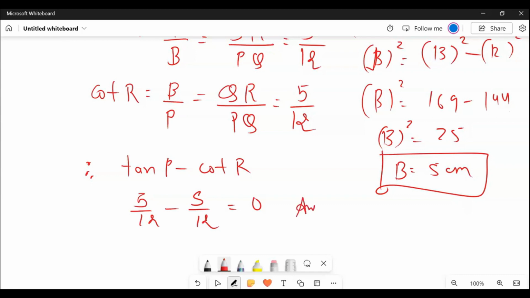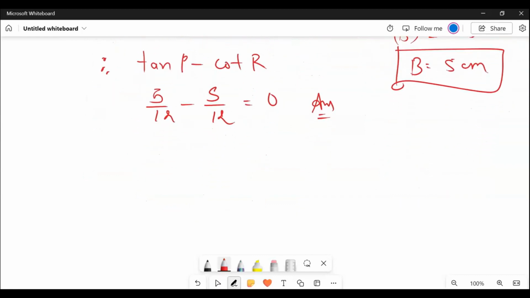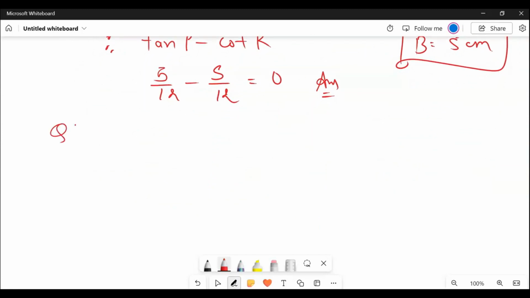Let's start with question number 3. The question says sin A is given as 3 by 4. We need to calculate cos A and tan A. Okay, so first we will draw the triangle.